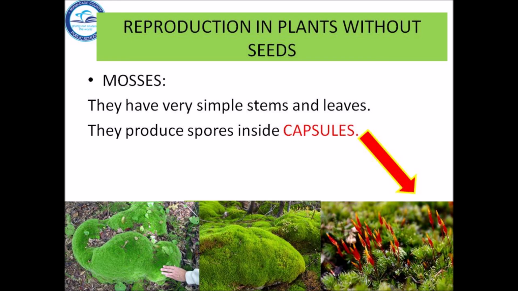Mosses. They have very simple stems and leaves. They produce spores inside capsules. They are very small.